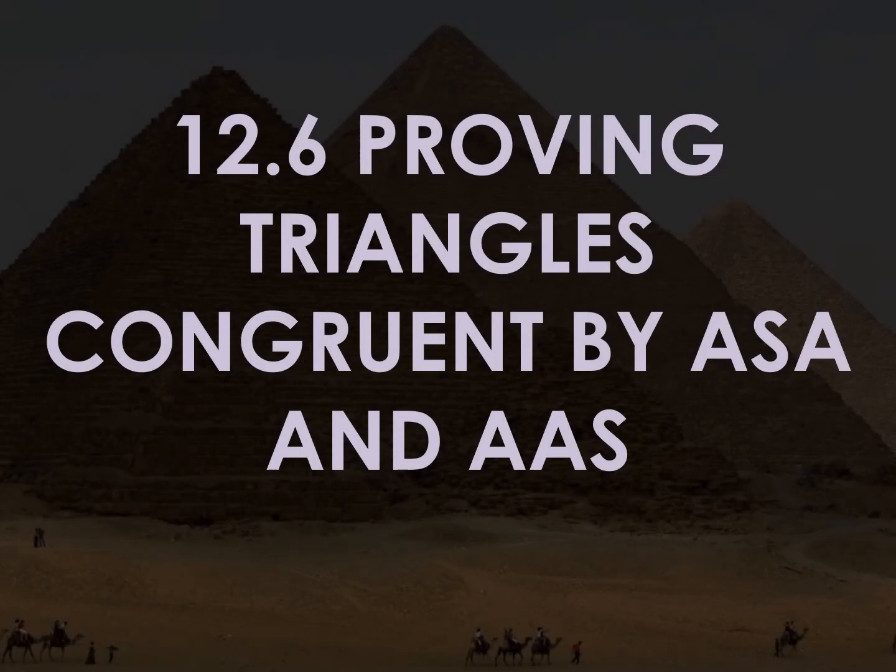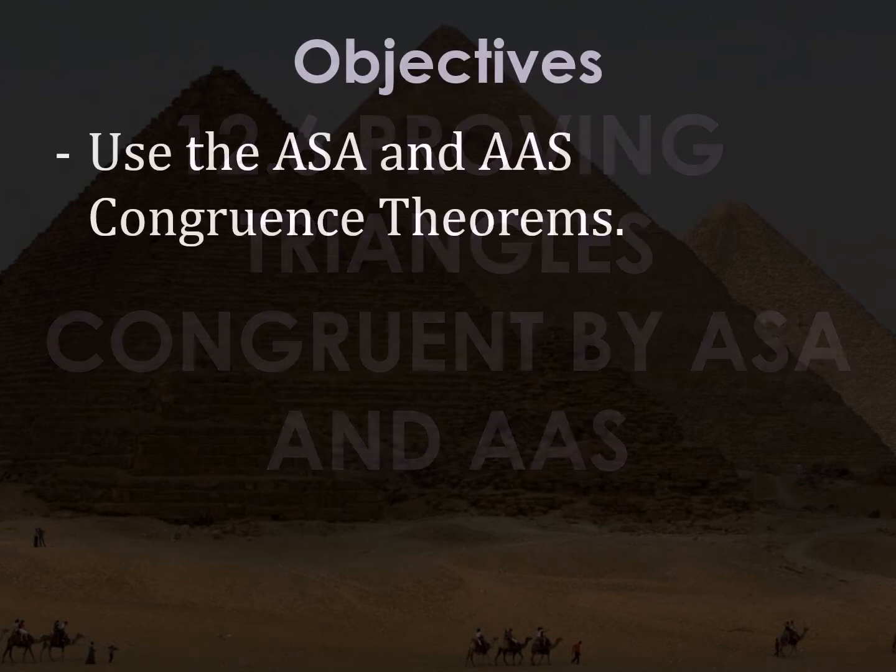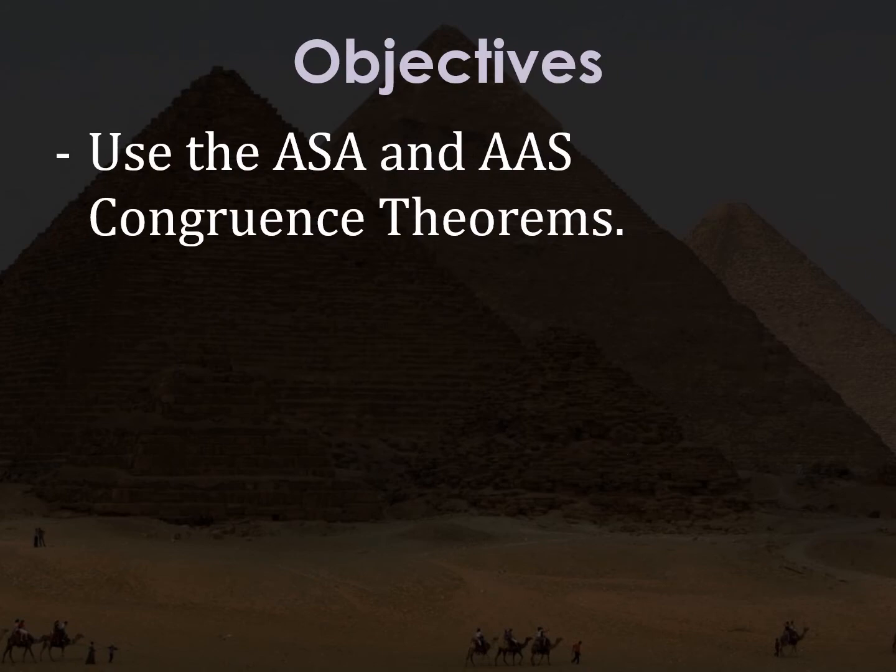Hello Math 1 students, this is section 12.6. We're going to prove triangles using the last two congruency theorems, ASA and AAS. So we're going to learn to use the ASA and AAS congruence theorems.